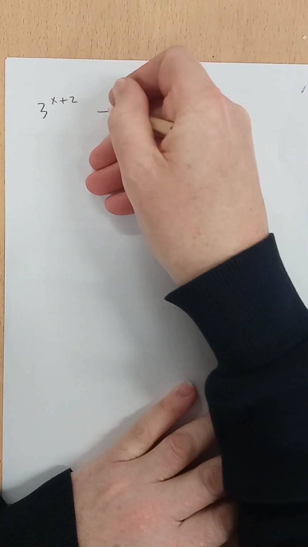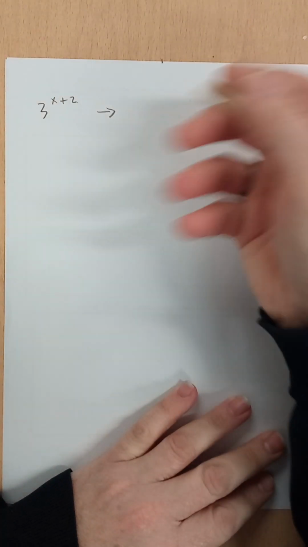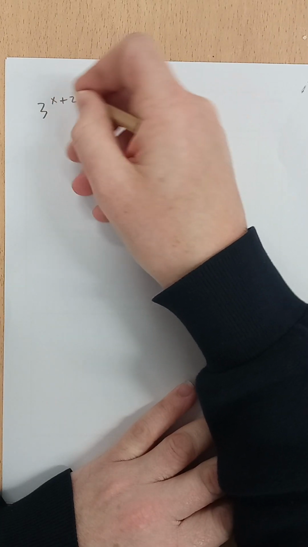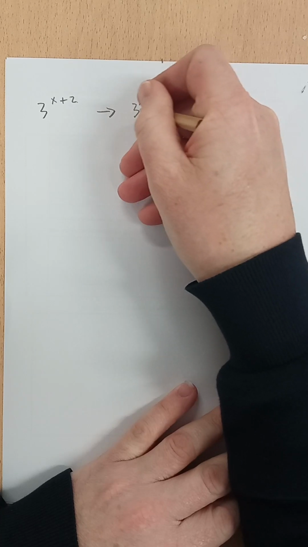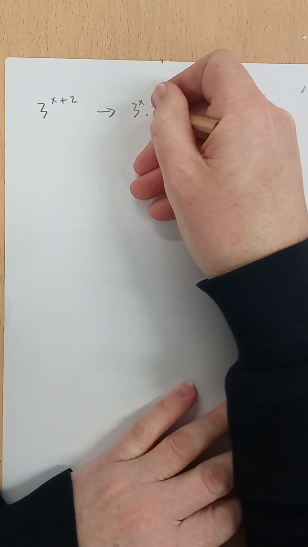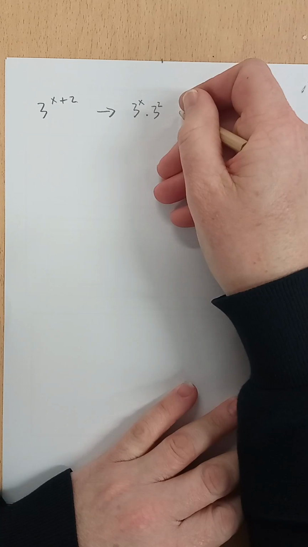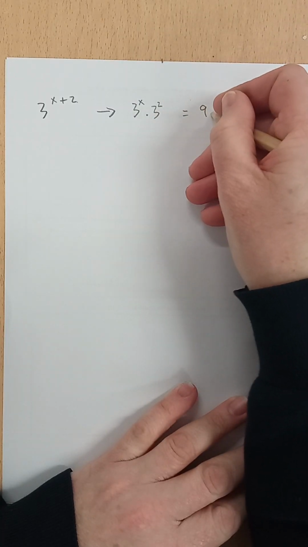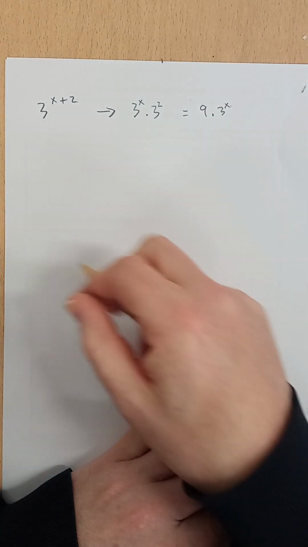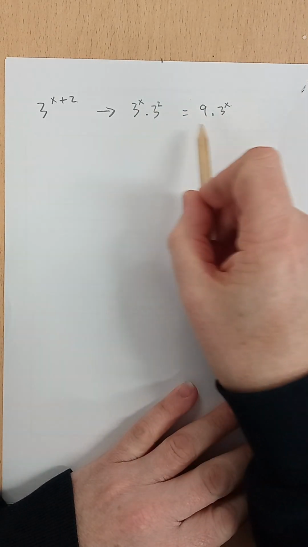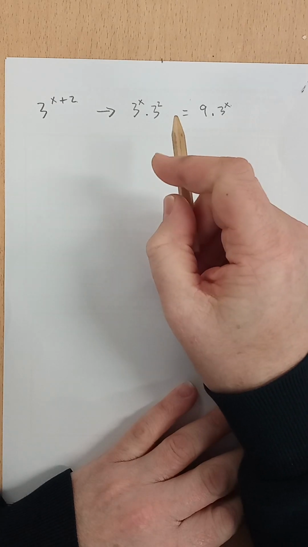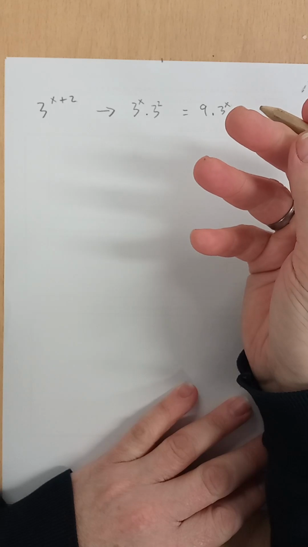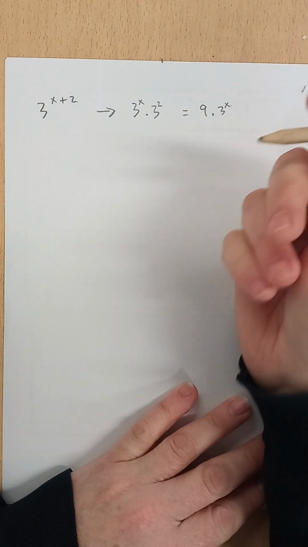Now, what can I break that up into? Well, because there's a plus between them, I can use the plus rule. That used to be 3 to the power of x multiplied by 3 squared. So you can rearrange that to be 3 squared is 9 multiplied by 3 to the power of x. So just see how that dynamic is working. Now I'm going to show you a little bit tougher one.